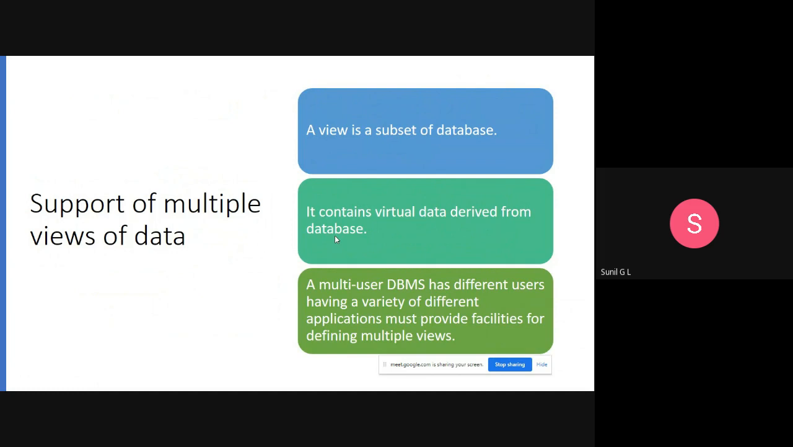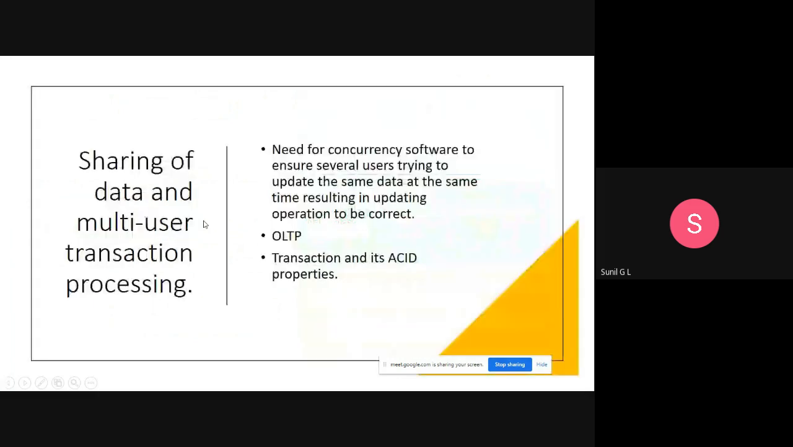So a multi-user DBMS has different users with a variety of applications, and it might provide facilities for defining multiple views. A view is nothing but a virtual table. Instead of going to the physical data every time, if you derive it as a logical view, you can access it easily. For each application, different views, multiple views, can be defined. So this is the third characteristic, support for multiple views of data.